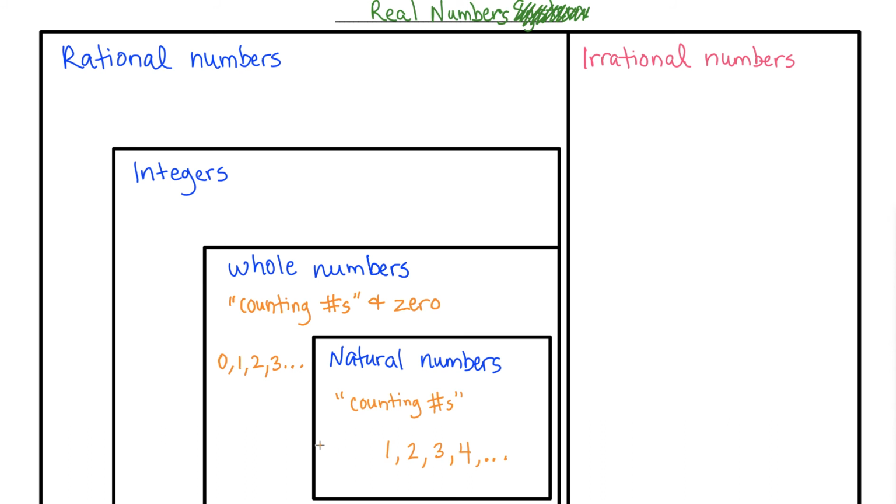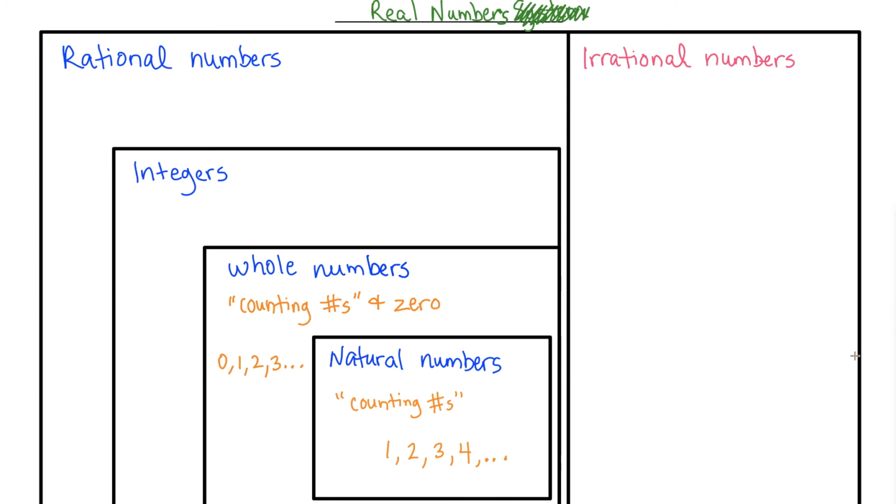Okay, not too bad so far. So, for instance, 4 is a natural number. So that means 4 is a whole number. That means 4 is an integer. That means 4 is a rational number. That means 4 is real. Okay? 0 is a whole number, which means it's an integer, which means it's rational, which means it's a real number. But 0 is not a natural number.